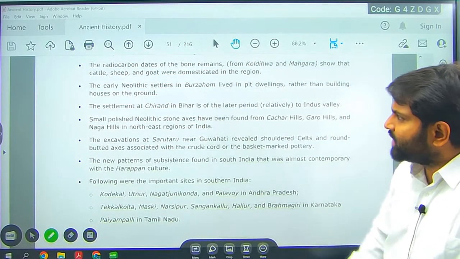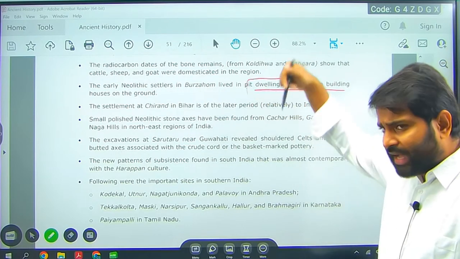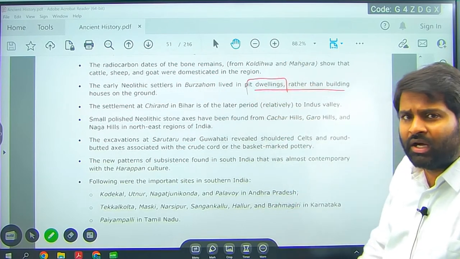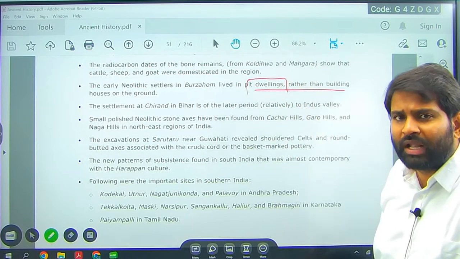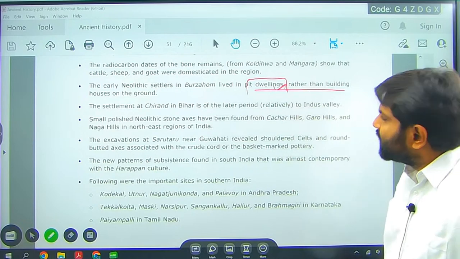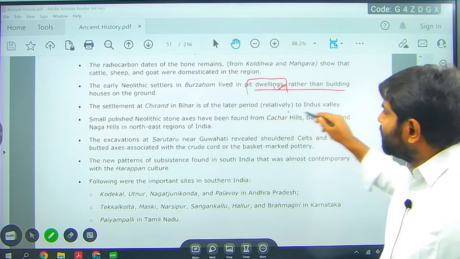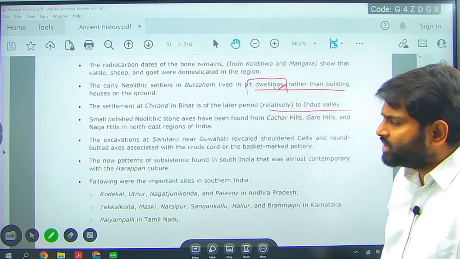The early Neolithic sites like Burzahom, which is in Jammu Kashmir, lived in pit dwellings. So they dug and lived in there. Unlike erecting a structure over and above the land, they dug inside and they lived in it, right? Pit dwellings rather than building houses on the ground. The settlement of Chirand in Bihar is of a later period than the Indus Valley civilization.